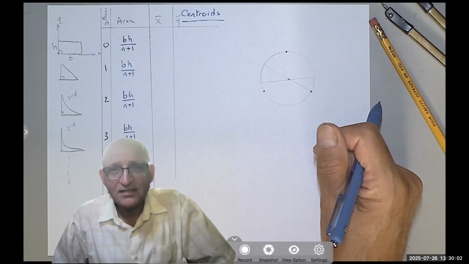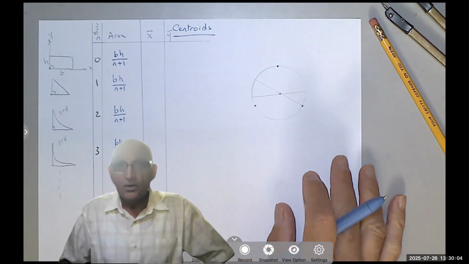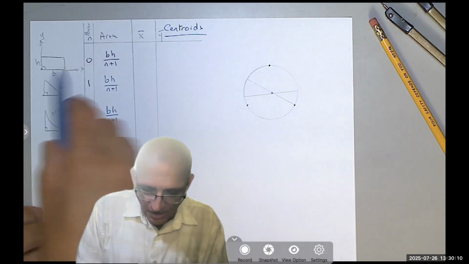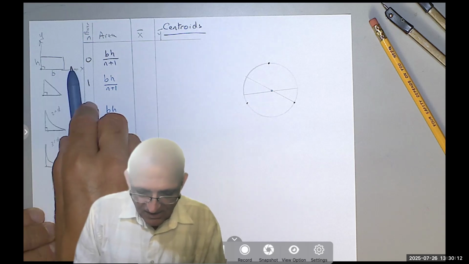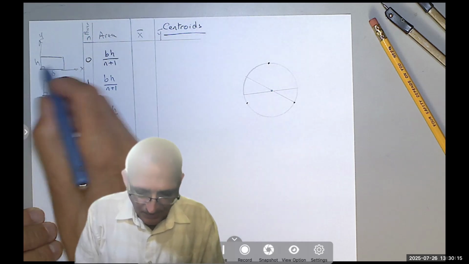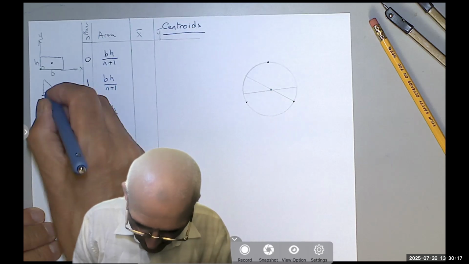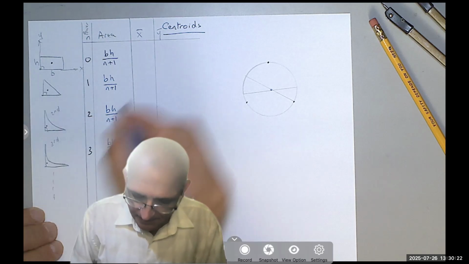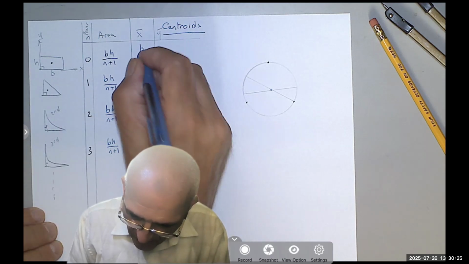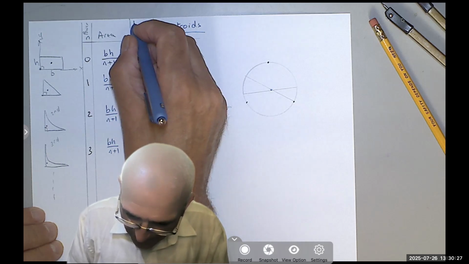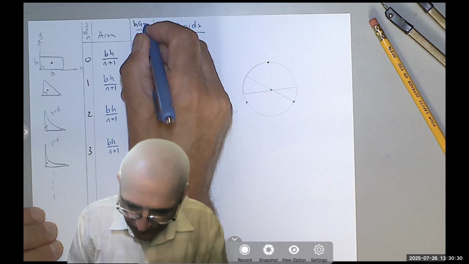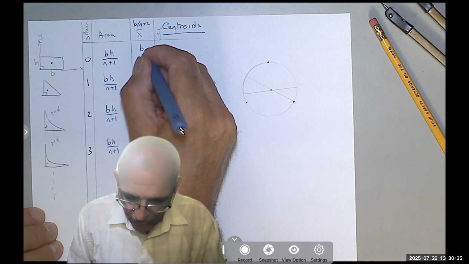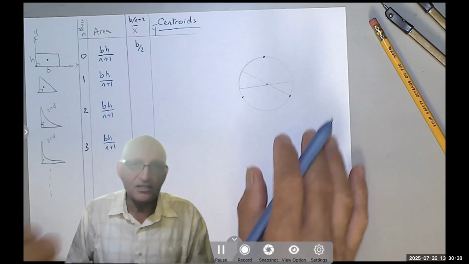And you say, okay, but I'm more interested in the centroid. Well, the centroid is where along the base is my x bar. Where is x bar in all cases? It's b over n plus 2. So for n equals 0, 0 plus 2 is 2, so b over 2. Yes, it's in the middle, 1/2 b, absolutely.